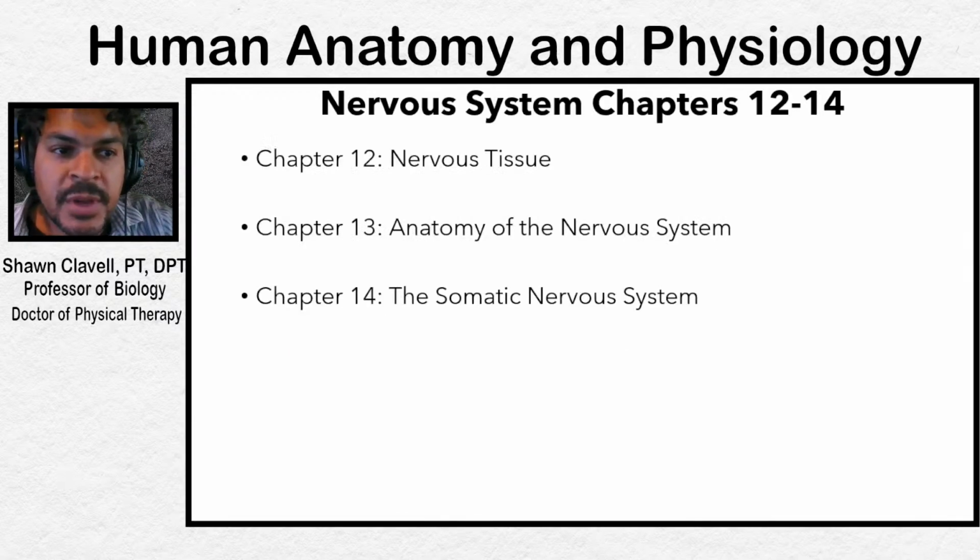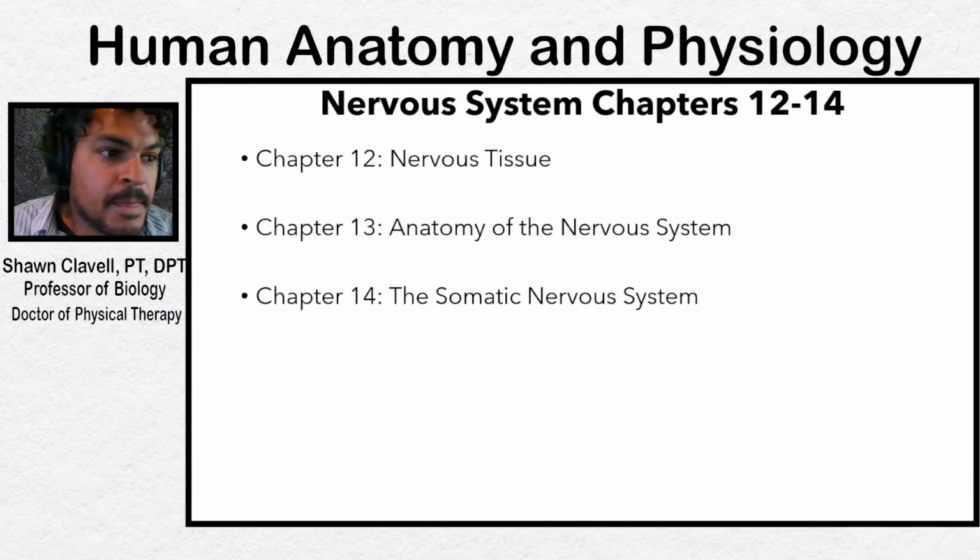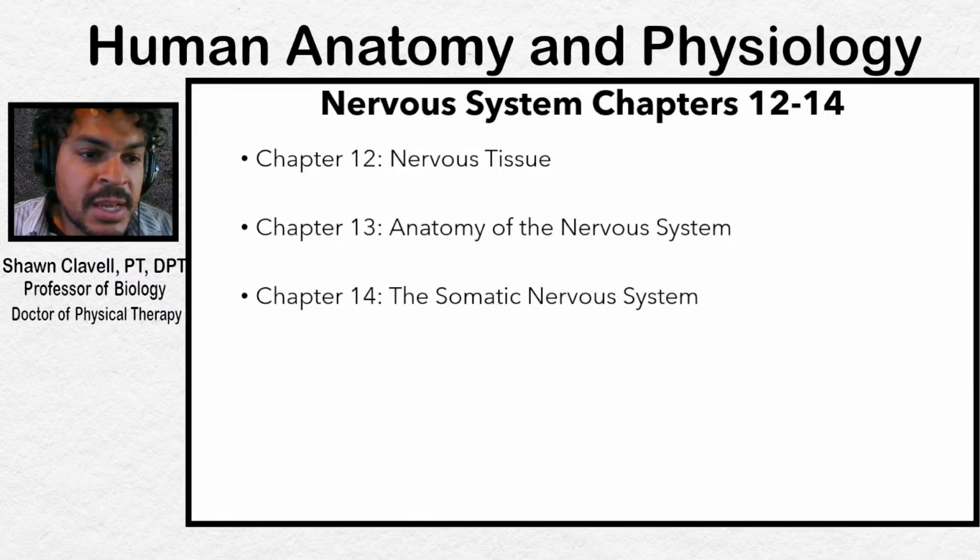So again, as we've kind of been talking here, chapter 12 reviews the nervous tissue, the anatomy of the nervous system is chapter 13, and the somatic nervous system, chapter 14.